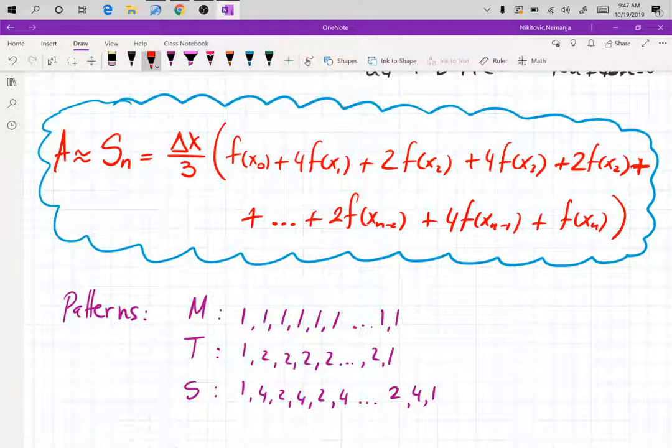Which, by the way, we should talk about the next test, because we'll be done with the material for the second test today.